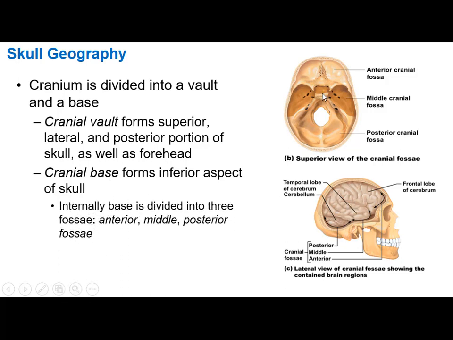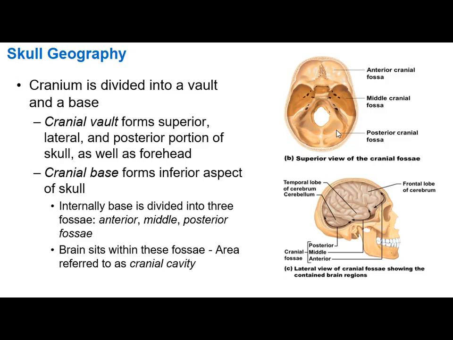Now, when we think about the base, the base is divided into 3 parts. You have the anterior, the middle, and the posterior. So remember, anterior is front, middle, and posterior. Fossa are going to be spaces. So we have the anterior space, the middle space, and the posterior space. The brain sits within these fossa. They're referred to as a cranial cavity. So a fossa, again, is the space. That's where the brain is going to plop down and sit right here. So the brain sits on top, and most of the brain in this upper space is what's known as the vault.